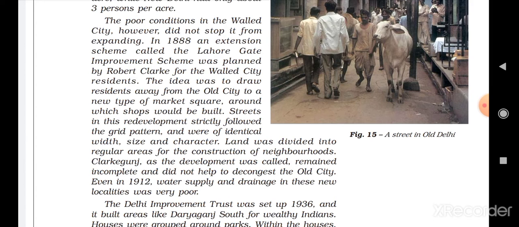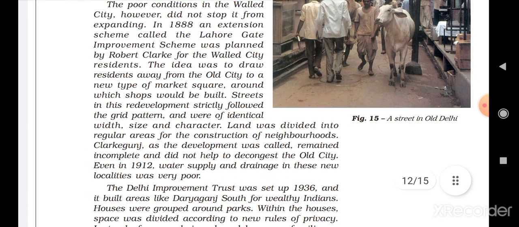The streets followed the grid pattern because the Britishers liked to work in a proper, symmetric and perfect way, not just making things any which way. They built houses in New Delhi also symmetrically, following the grid system, and the streets were of identical width, size and character, meaning same width, size and character. A market square of shops was built, and in this market square people could get attracted. It was away from the old city so that people could come to New Delhi and would like to live in New Delhi.